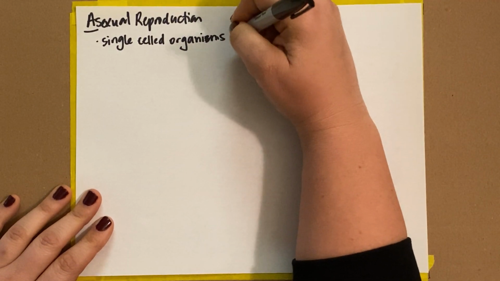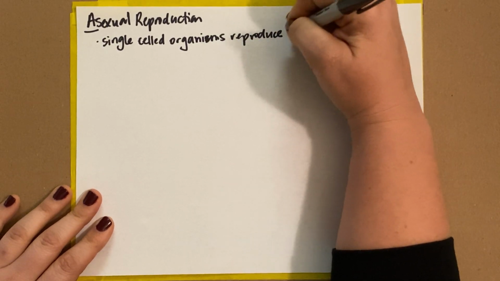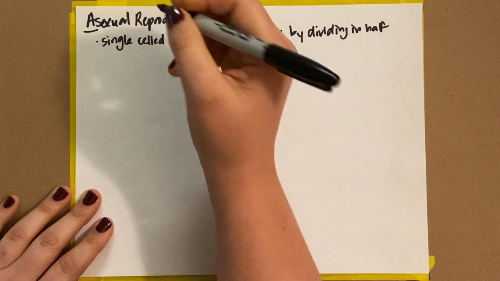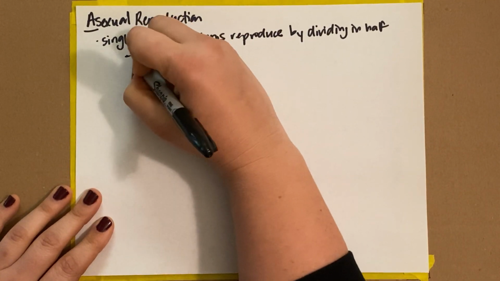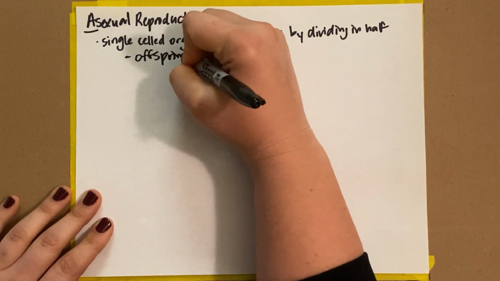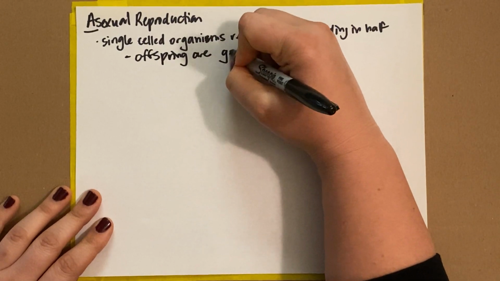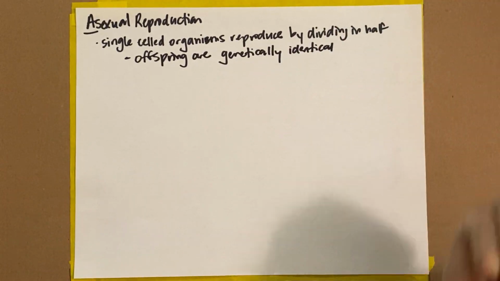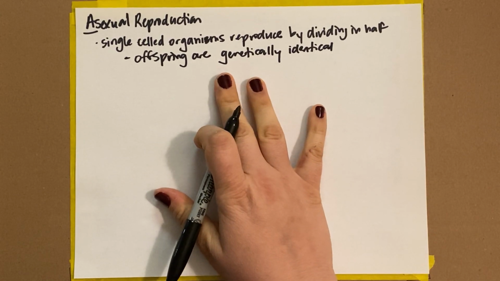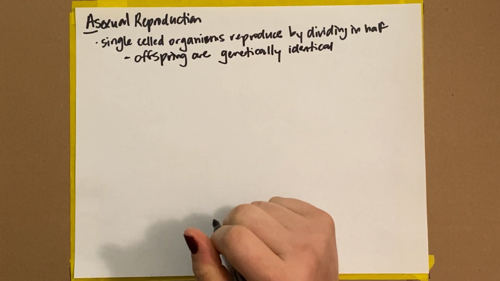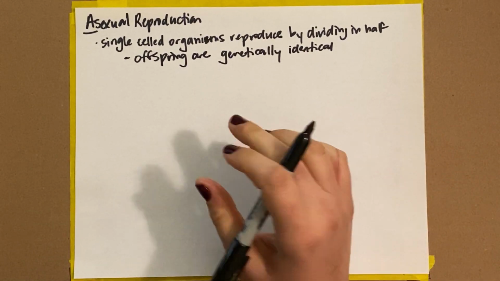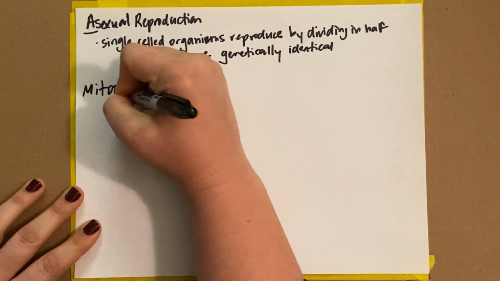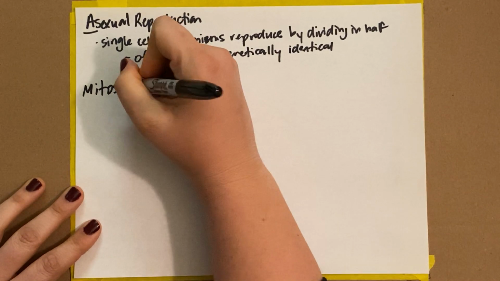And so they're going to reproduce by dividing in half. And so when you have asexual reproduction, your offspring are genetically identical. So this is going to be one type. We'll talk mostly about sexual reproduction in the end, because we're going to talk about the process of that. And asexual reproduction takes place through this process called mitosis. And mitosis is also going to be how we just do normal cell division.